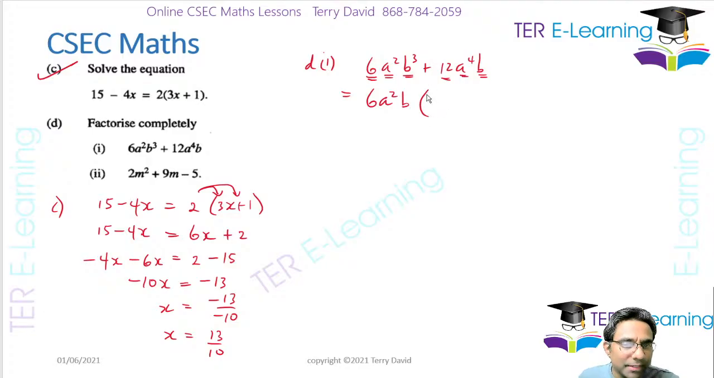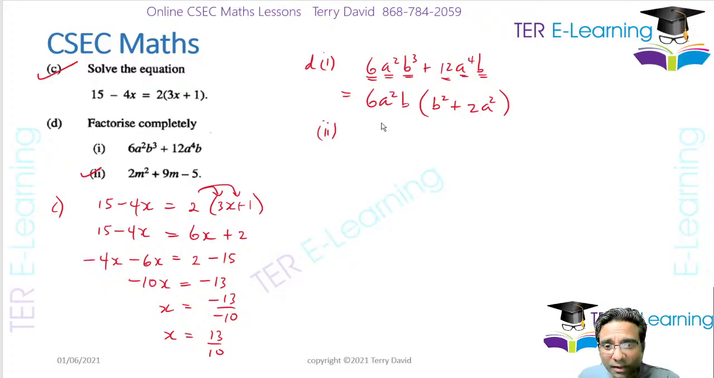Open brackets. So all you need to do is put b squared here plus 2a squared. And that's it. That's my answer for part 1. We just use the HCF method in order to solve that.